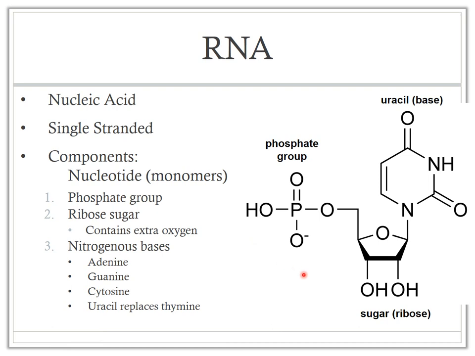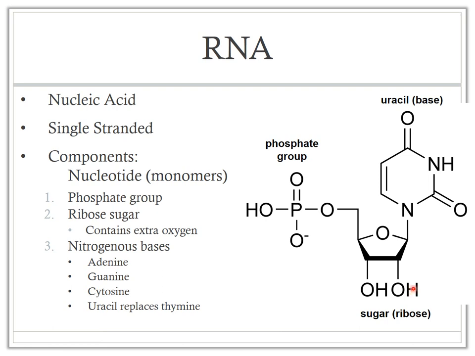The ribose sugar, so a 5-carbon sugar, just like DNA, but instead of deoxyribose, which is found in DNA, this is ribose. And so it has this extra oxygen. So deoxyribonucleic acid, DNA, is missing this oxygen, but ribonucleic acid has this oxygen.